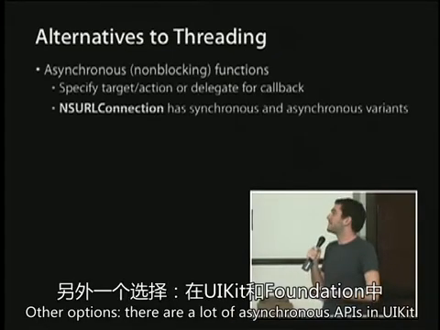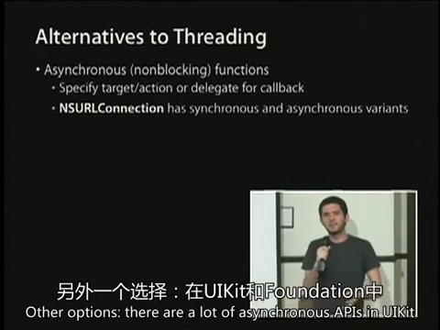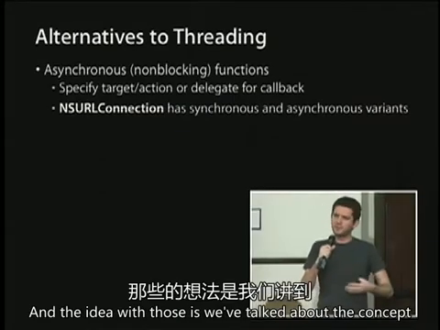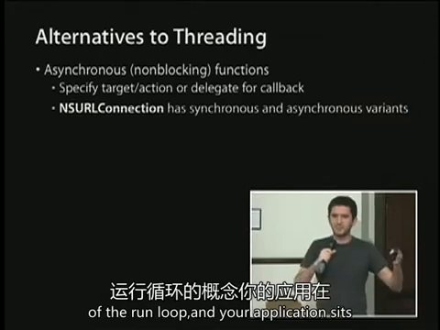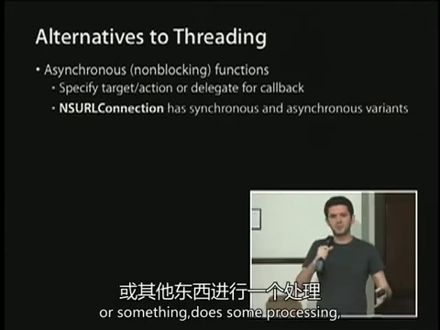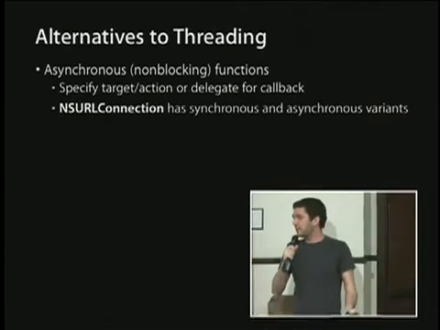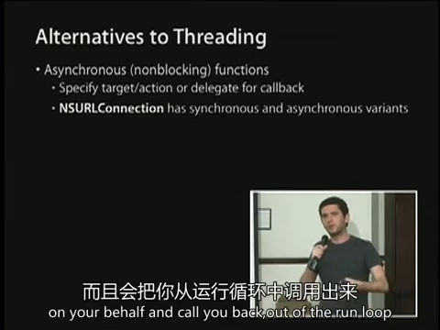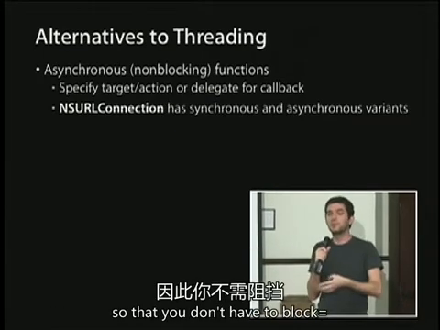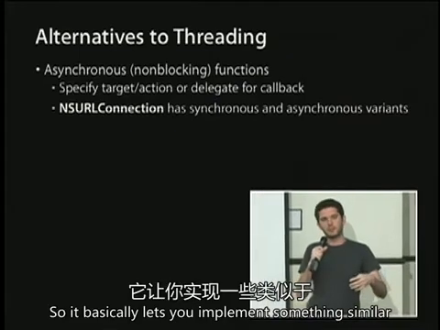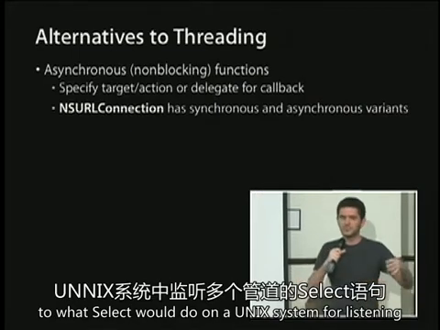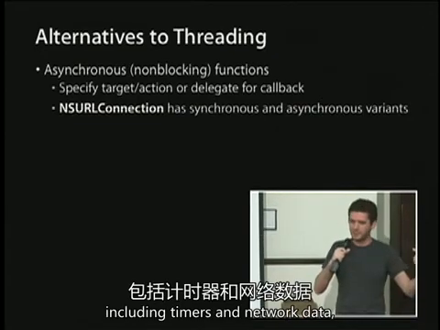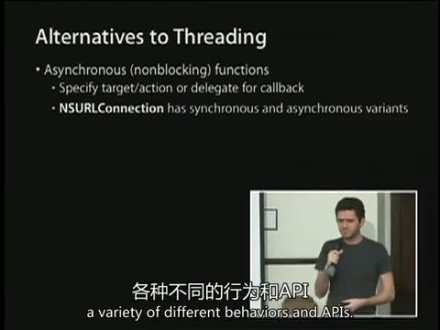Other options: there are a lot of asynchronous APIs in UIKit and Foundation, and throughout the iPhone frameworks in general. We've talked about the concept of the run loop, where your application sits in the run loop, gets some callback, user input or something, does some processing, and then goes back to the run loop. The idea with asynchronous APIs is that the system can do processing and waiting on your behalf and call you back out of the run loop so that you don't have to block. So it basically lets you implement something similar to what select would do on a Unix system for listening on multiple pipes, but for all different kinds of things, including timers and network data, a variety of different behaviors and APIs.